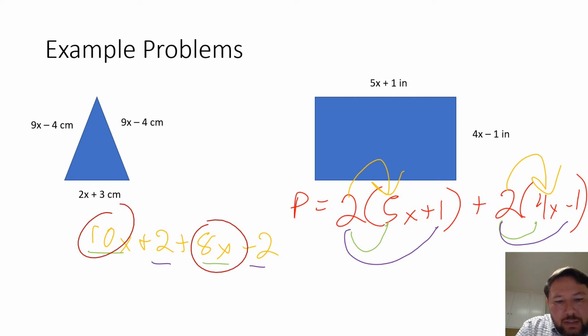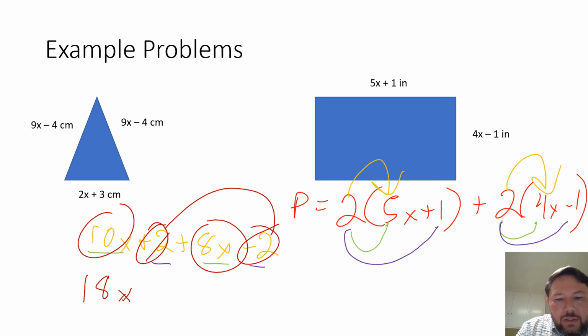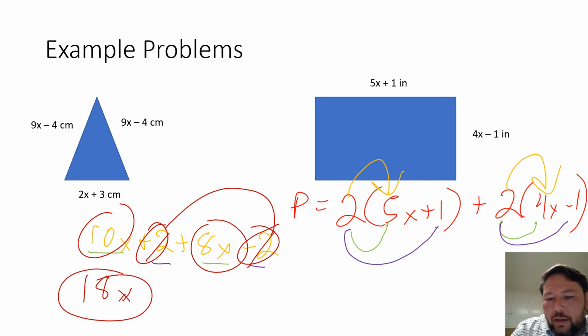So in this case, we have a 10x. That's a positive 10x. And we're adding it to positive 8x. So that's going to give us 18x. And then over here, we have a positive 2 and a negative 2. Oh, that's going to give us 0. Right? So those cancel each other out. So that means our final answer is 18x.